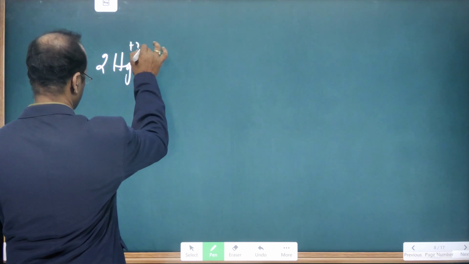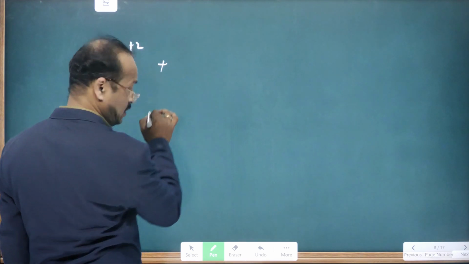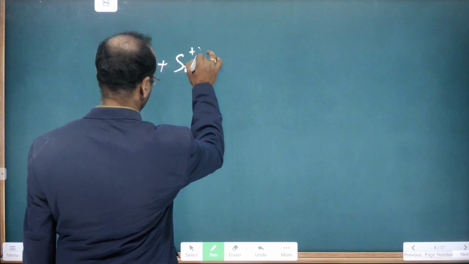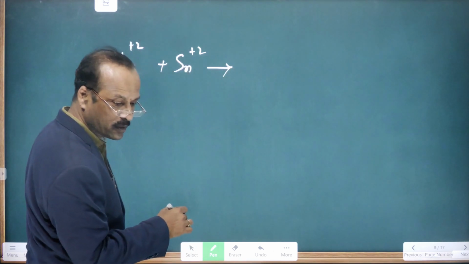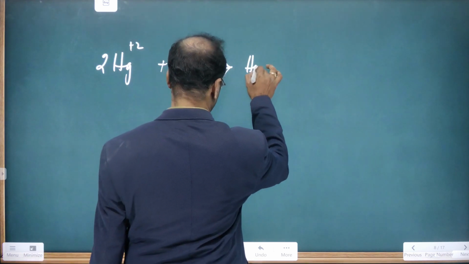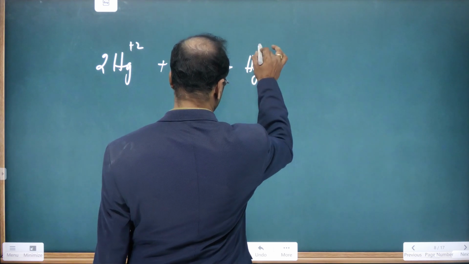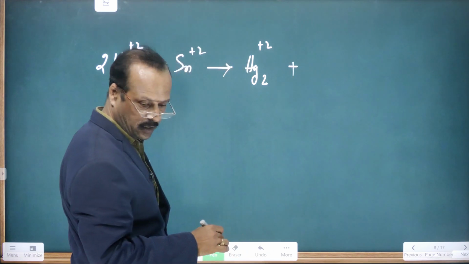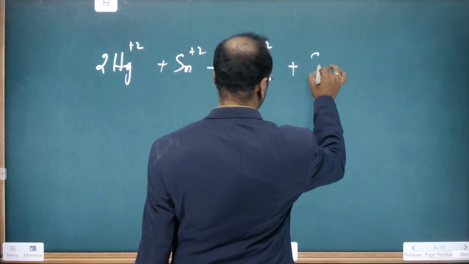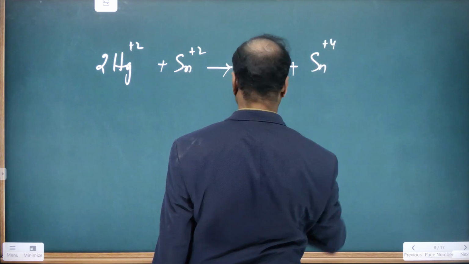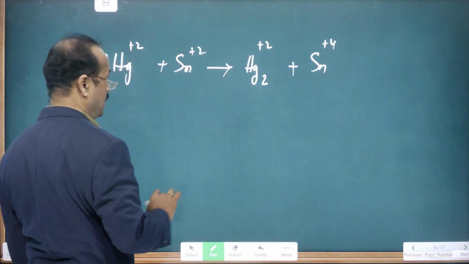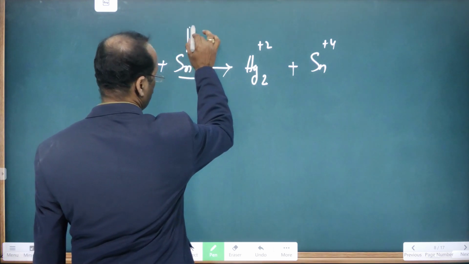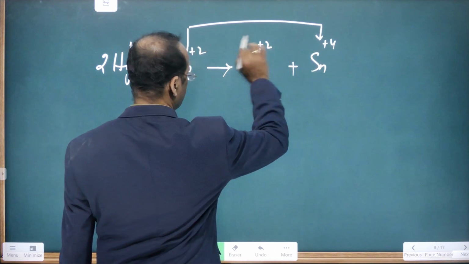2Hg +2 plus Sn +2 gives rise to Hg2 +2 plus Sn +4. Right? So what's happening here? Here this +2 is becoming +4. Right? So the meaning is what?